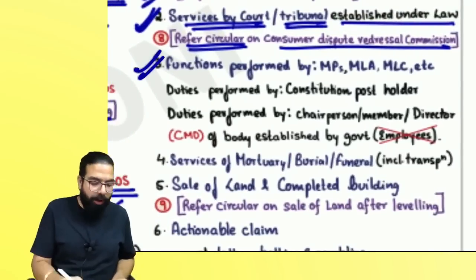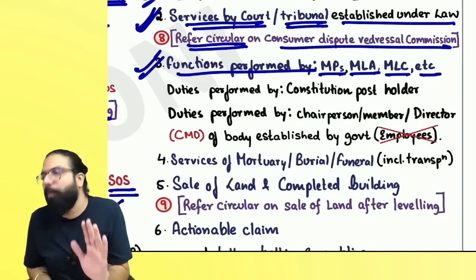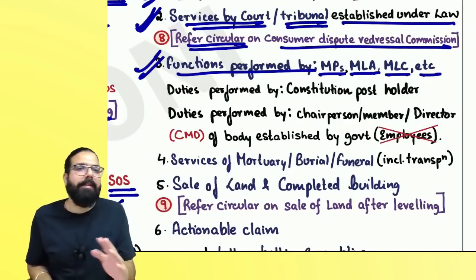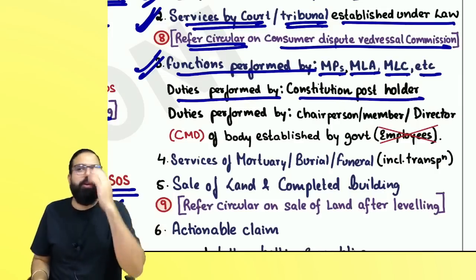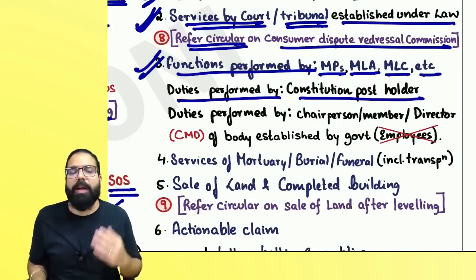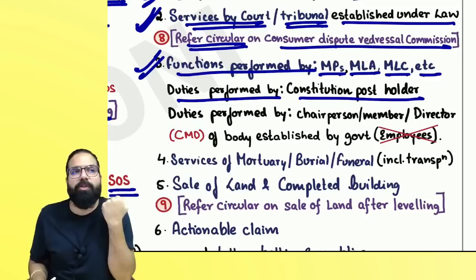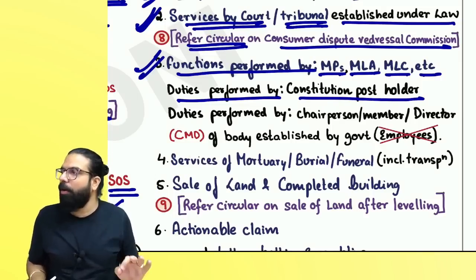Everyone over here. The next one is services performed by three kinds of people. They have told services performed by MPs, MLAs, MLCs, etc., but they are not employees. On the services of MPs and MLAs there will be no GST. The next one is duties performed by constitutional post holders like the President of India, Prime Minister of India, Comptroller and Auditor General of India. They are giving their services to the Constitution and the Constitution pays them salaries, etc. Their services are also neither supply of goods nor supply of service.